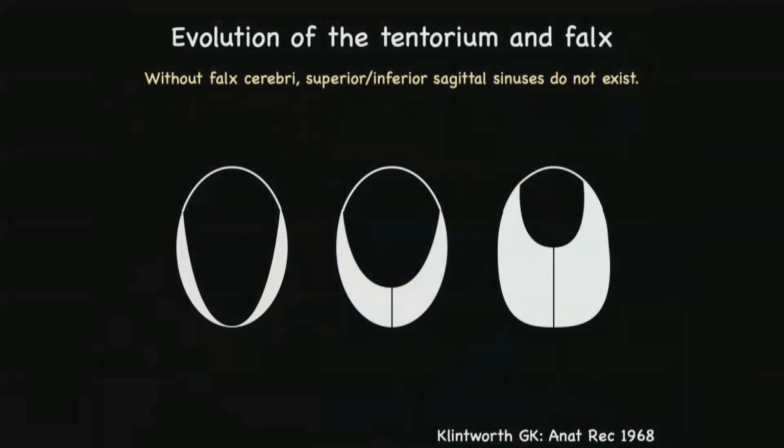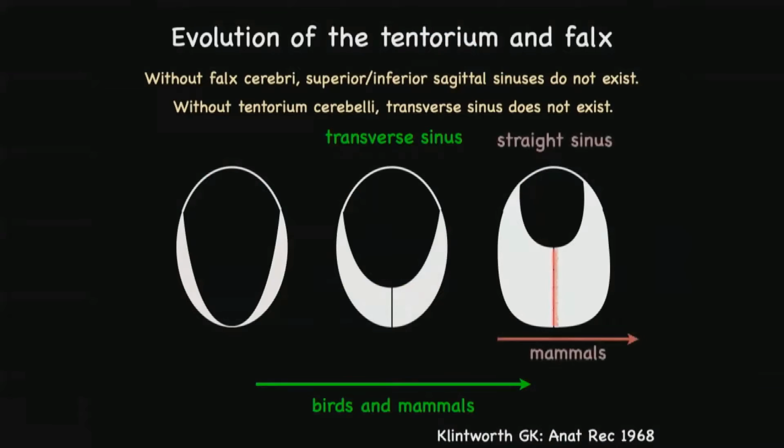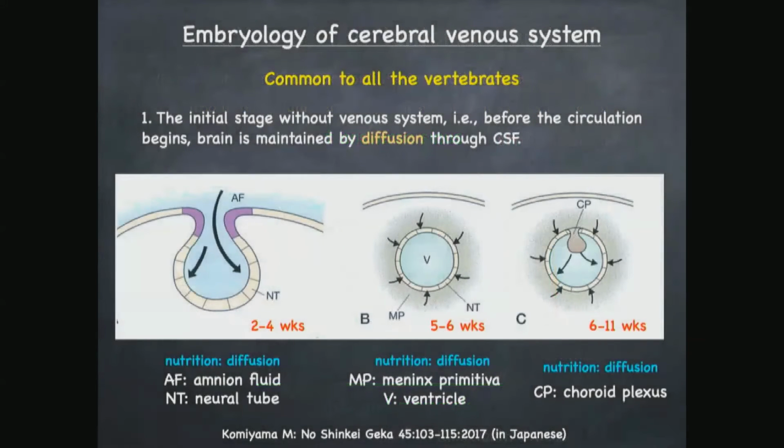Without the falx cerebri, the superior sagittal sinus and inferior sagittal sinus do not exist. Also, without the tentorium cerebri, the transverse sinus does not exist. So the transverse sinus is only found in birds and mammals, and the straight sinus is only found in mammals. Let's go back to the embryology of the cerebral venous system. This is common to all vertebrates at the beginning of the embryology.